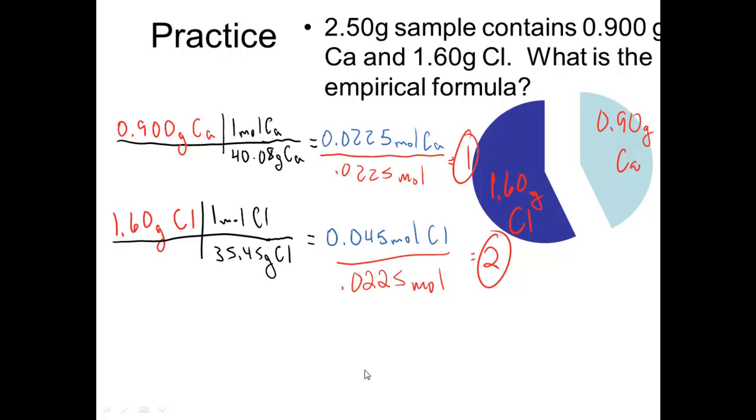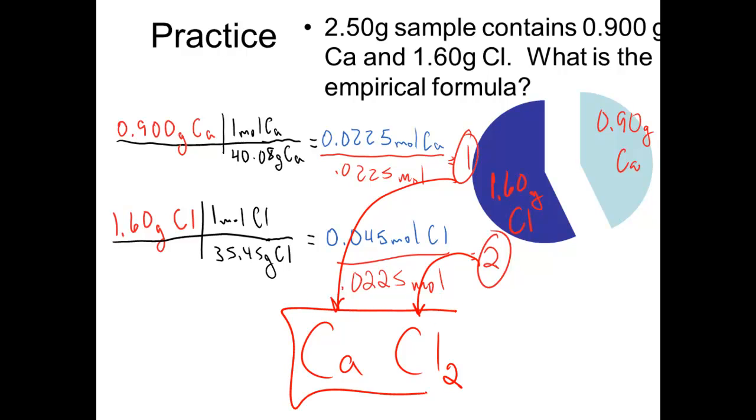So that ratio of 1 calcium to 2 chlorines, when we write the empirical formula with calcium and chlorine in it, we get 1 calcium and 2 chlorides. So our empirical formula is CaCl2. And that looks like a correct formula for something we know as calcium chloride.